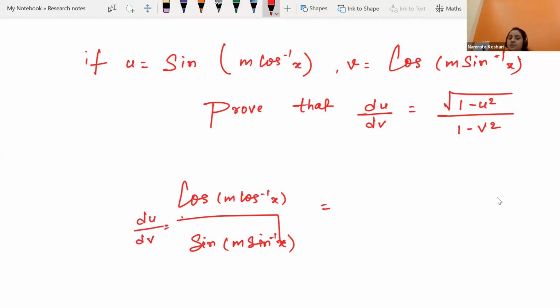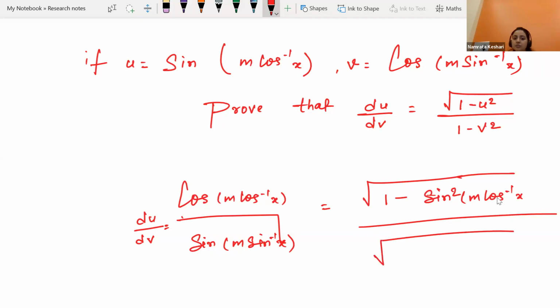We can write this cos theta. Let's say this is theta. So we can write it as under root 1 minus sine square theta. Can we? And then we can put that this is nothing but, right? And in the denominator also, we can do the same thing. Sine theta can be written as under root 1 minus cos square theta, that too inside the root sign. And then we are done, right? Yes. Perfect.